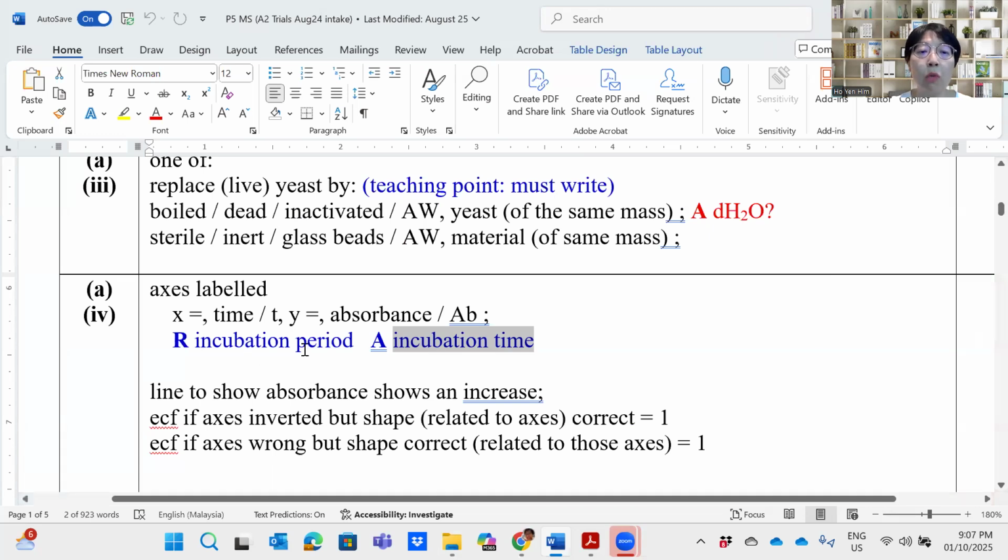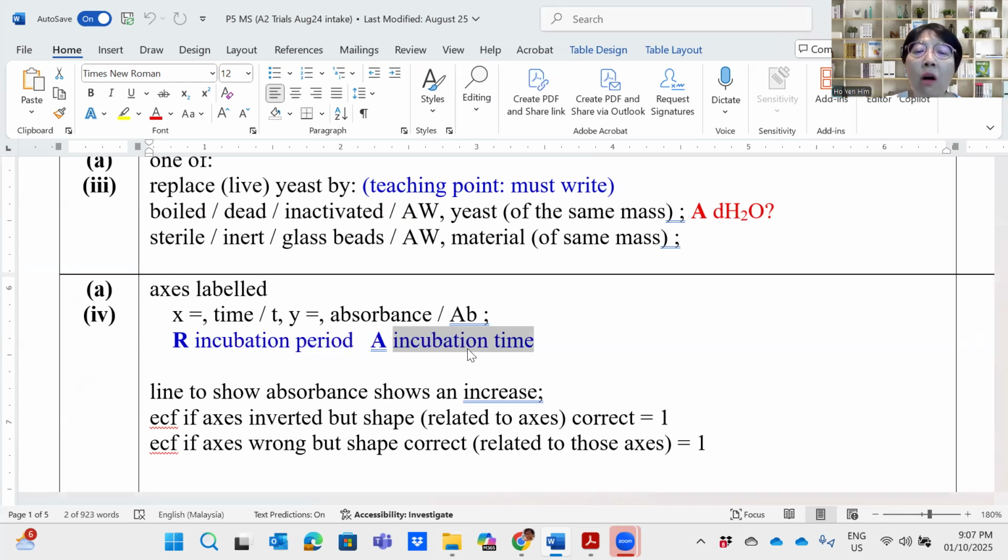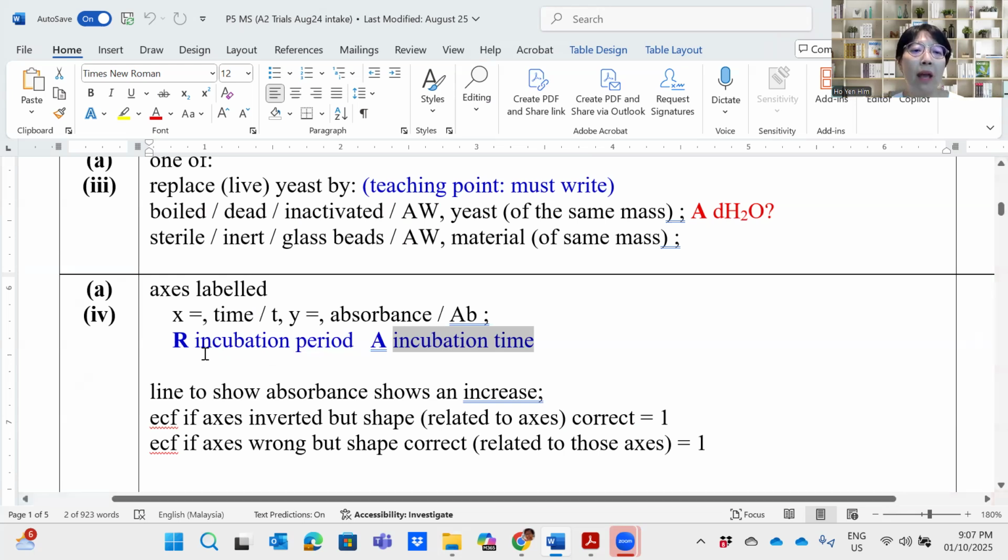Correct, how long it has been incubated at that temperature? Because the incubation period is 10 minutes, and every 2 minutes or every 1 minute we read the absorbance. Therefore, the x-axis should be incubation time, how long it has been incubated before I measure. It is not the incubation period. The incubation period is the whole period, 10 minutes for example. That's why some students didn't get the mark for the axis, because they labelled it as incubation period.